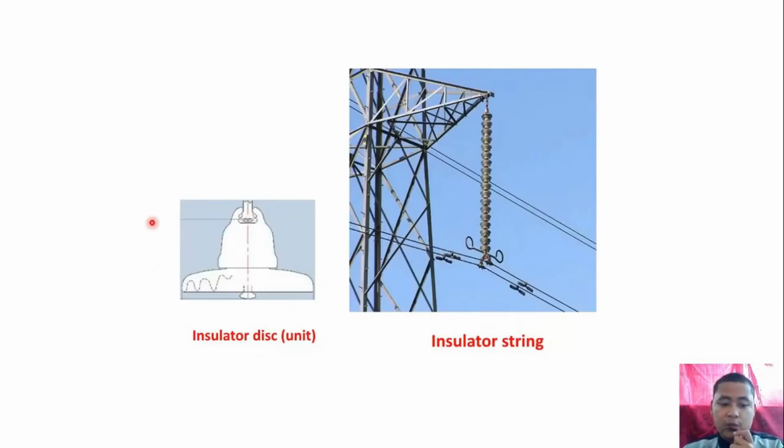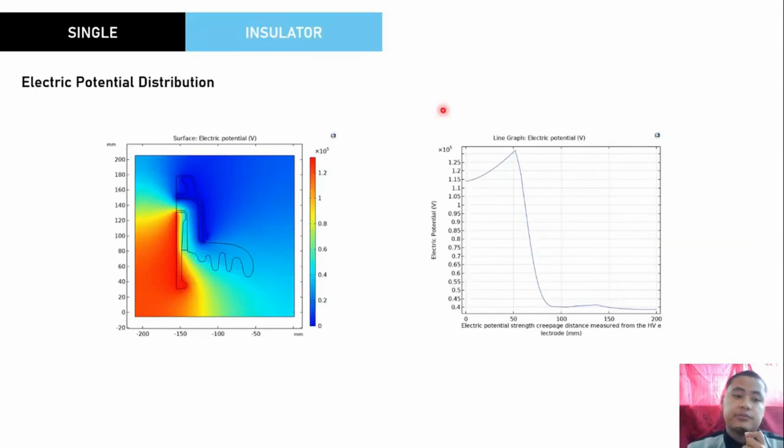So this is our insulator disc, which is per unit. Our cap and pin glass insulator. And this is our string insulator, which is the attachment of several insulator discs. As you can see, the bottom line is our high electric potential, which is carrying the system voltage, and the upper part is low potential, or we can say a ground that is connected to the tower. The first case, we observe the single insulator.